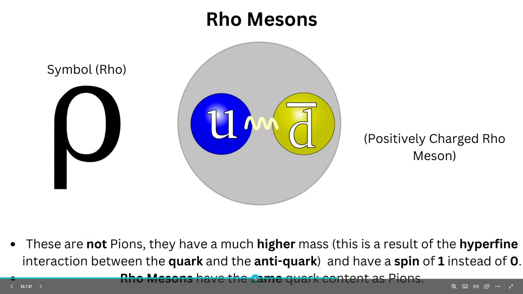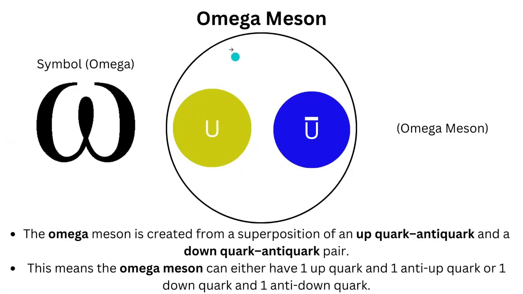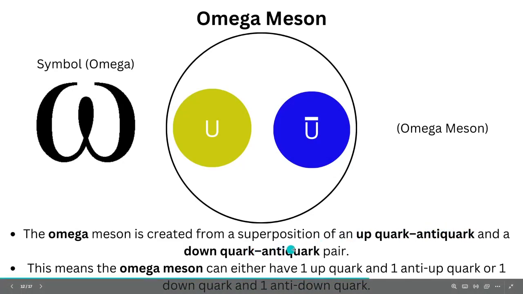Rho mesons have the same quark content as pions. Oh, and its symbol is rho. Okay. Omega meson. This is just called an omega meson. The omega meson is created from a superposition of an up quark antiquark and a down quark antiquark pair. This means the omega meson can either have one up quark and anti-up quark, or one down quark and one anti-down quark. Symbol is omega.